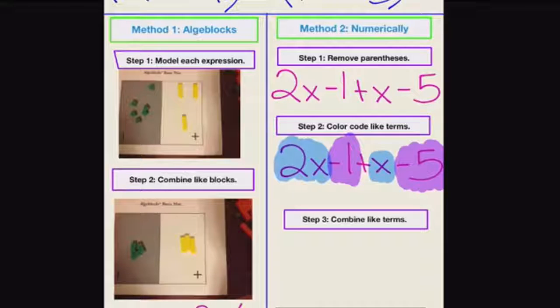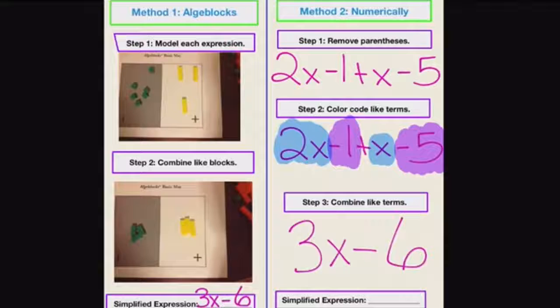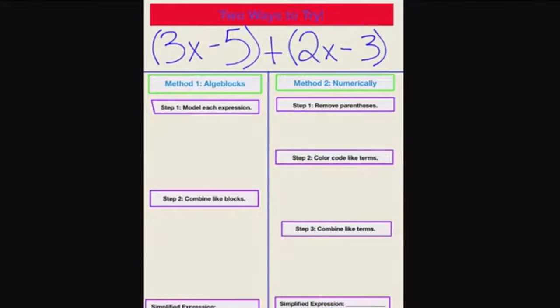Alright, combine like terms. 2x plus a positive x gives us 3x. Minus 1 minus 5 gets us a total of minus 6. So numerically we can find that our simplified expression is 3x minus 6. So again, you can see that both ways we get the same final answer of 3x minus 6. Okay, let's go ahead and try another one.